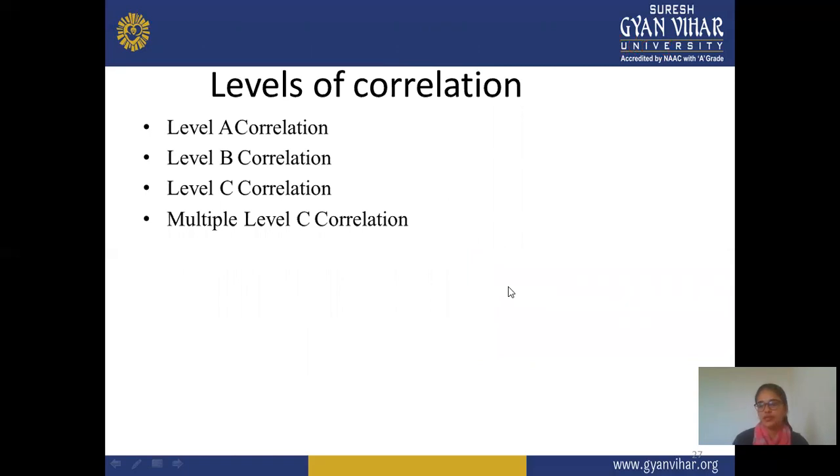These are the levels for correlation: level A, level B, and level C. Out of these three levels, there is also a multiple level C correlation. Now we discuss these levels one by one.